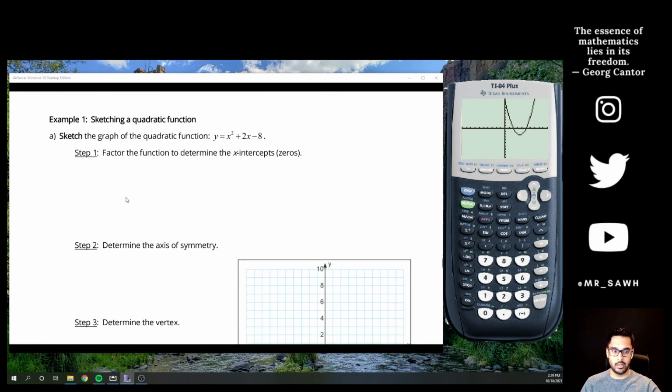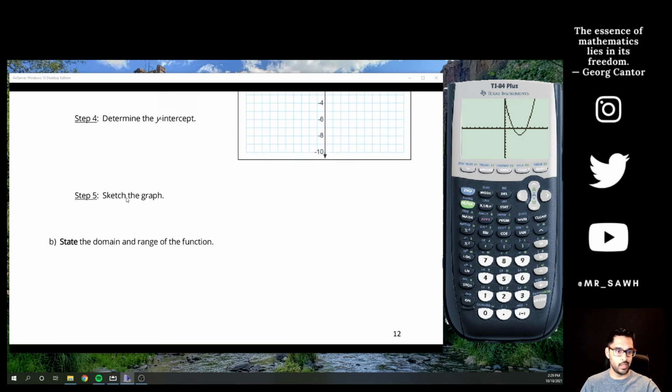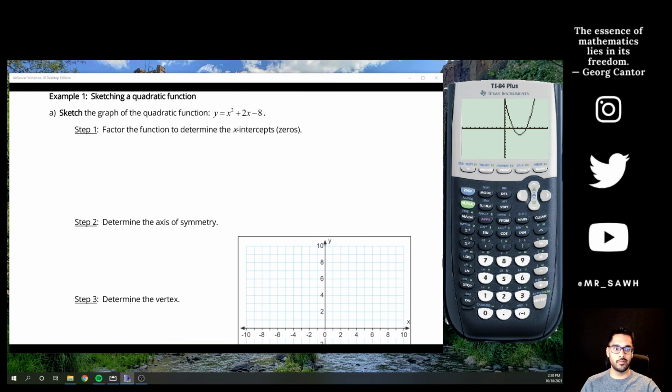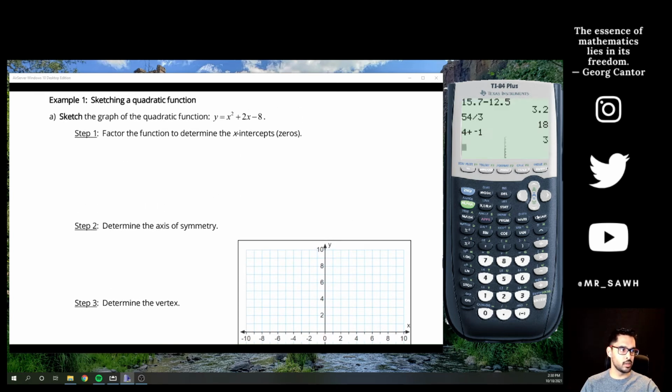Okay, so let's do a full example where we draw the whole thing and find all the things we talked about previously. Really, we're going to put it all together. Sketch the graph of this function: y equals x squared plus 2x minus 8.